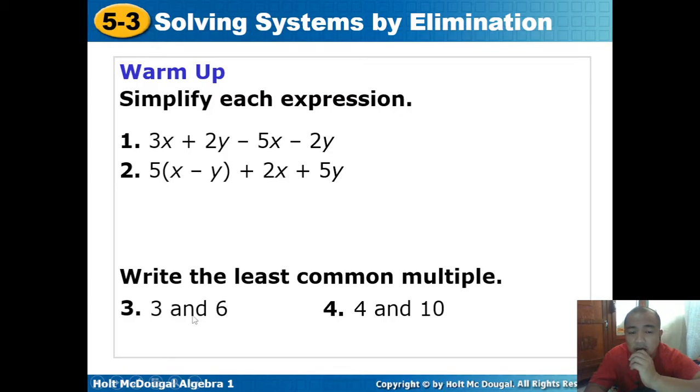How about here? What is the LCM of 3 and 6? Yes, what's your answer? The answer is 6. The LCM of 3 and 6 is 6. How about 4 and 10? What's the LCM? Correct, 20. 20 is the LCM of 4 and 10.